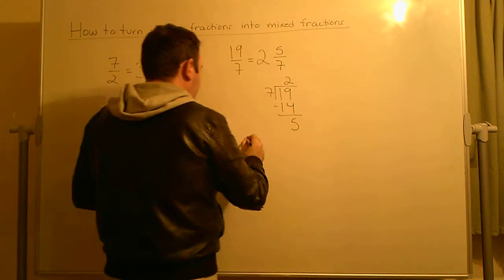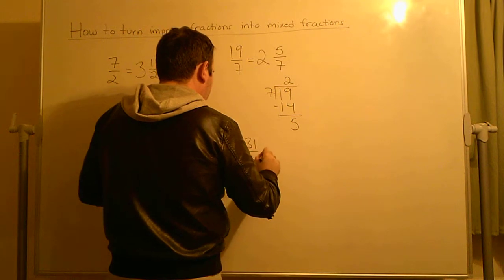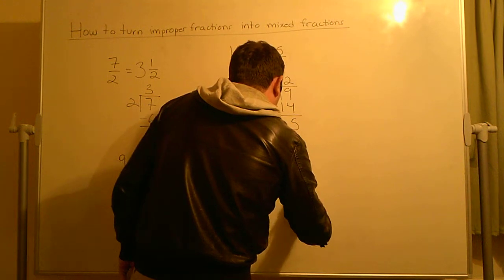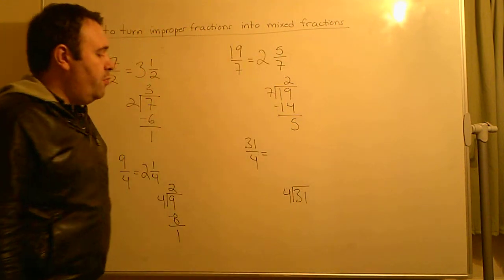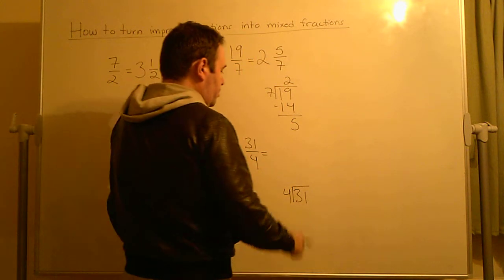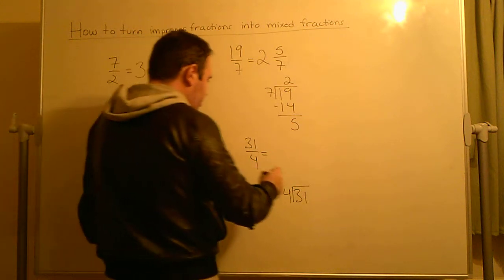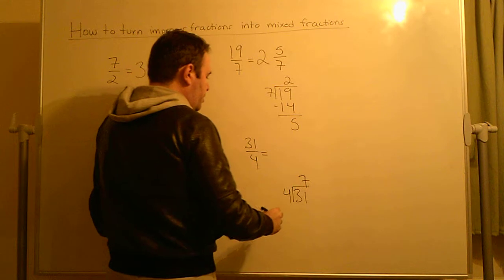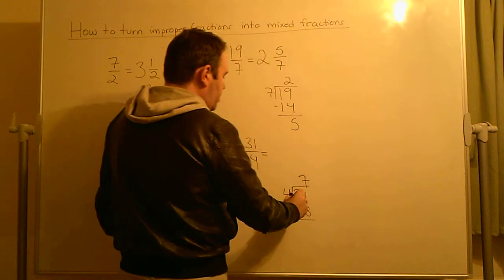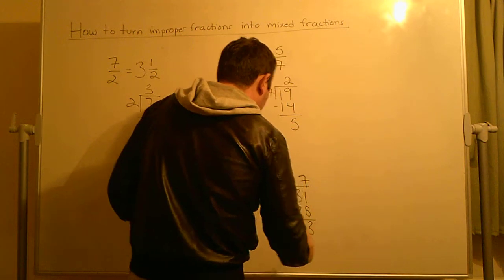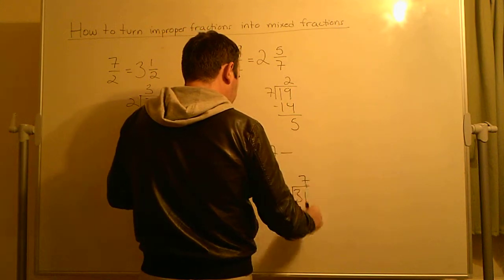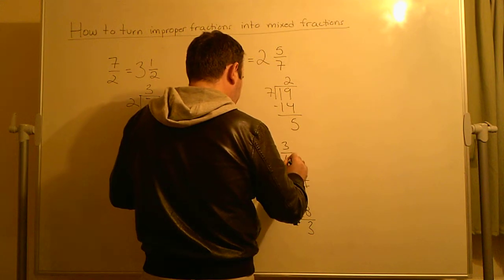Another one. 31 divided by 4. How many times does 4 go into 31? Well, 8 times 4 is 32, so it has to be less than 8, so we use 7, yeah? 7 times 4, 28. So we write 28 here, minus, yeah? 31 minus 28 is 3. So the result would be 7, which is this one, then the remainder, which is 3, and then 4.